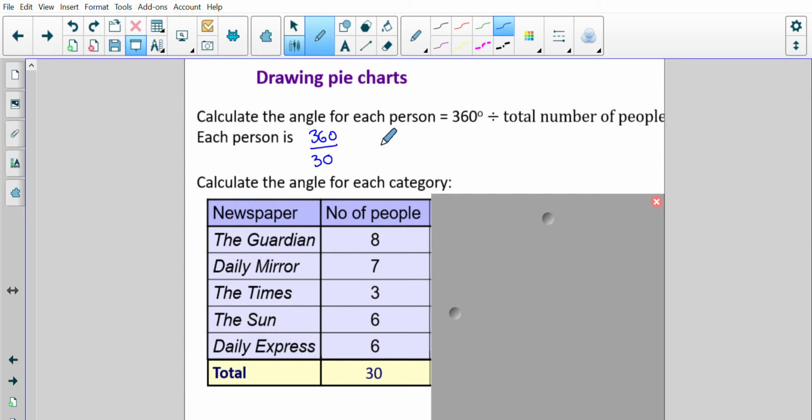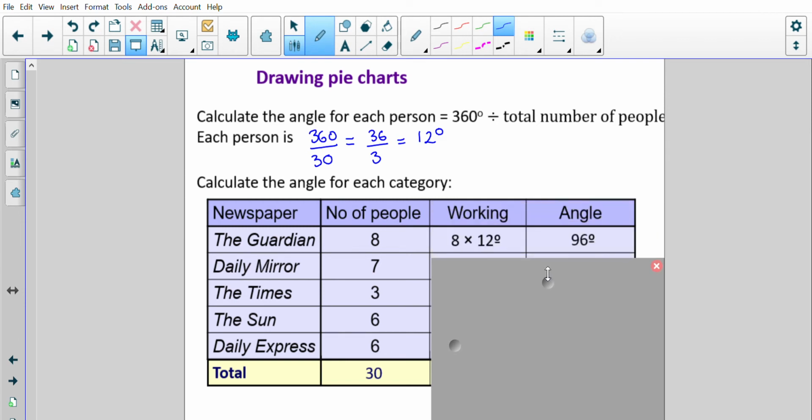Now remember, we don't need a calculator for this because we can work it out by simplifying the fraction. So I can divide top and bottom by 10. That gives me 36 divided by 3, and without a calculator we know that 36 divided by 3 is 12 degrees. So therefore each person is 12 degrees. So if one person is 12 degrees, to work out the number of degrees for 8 people, we need to multiply 8 by 12, which gives us 96 degrees.